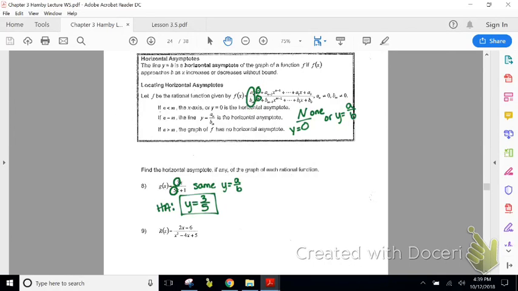Now, when you look at the next one there, you'll notice that your largest exponent is actually on bottom. So this is when I use the no. And what did it mean when it was 0? That meant that my horizontal asymptote is going to be at y equals 0.